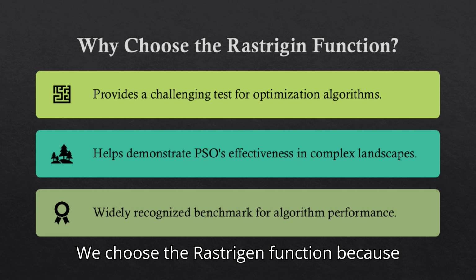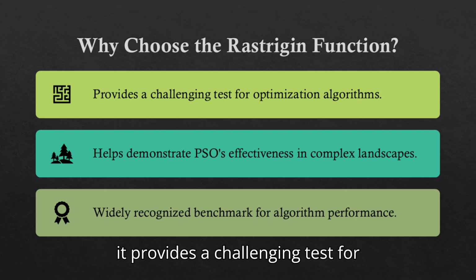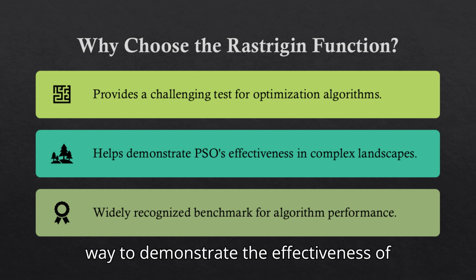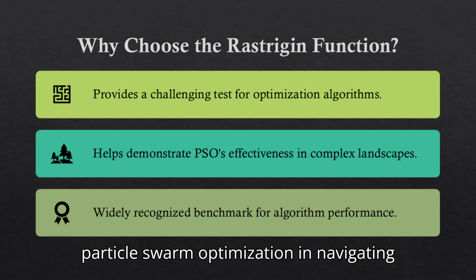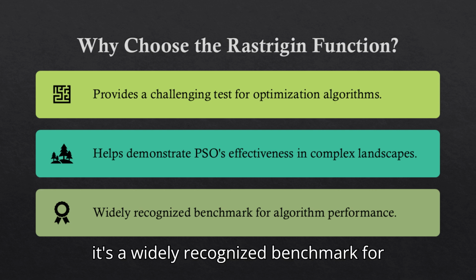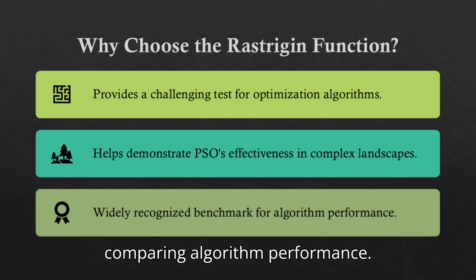We choose the Rastrigin function because it provides a challenging test for optimization algorithms due to its numerous local minima. It's an excellent way to demonstrate the effectiveness of particle swarm optimization in navigating complex search spaces. Moreover, it's a widely recognized benchmark for comparing algorithm performance.